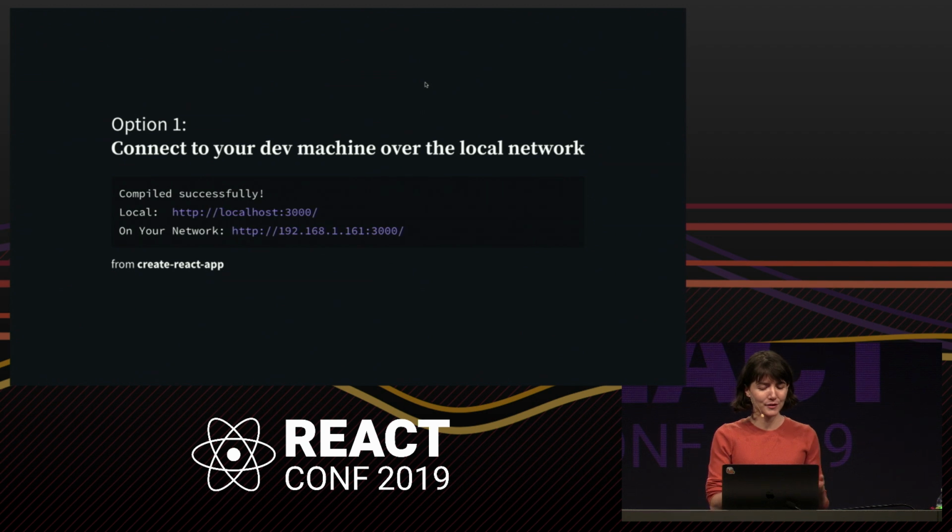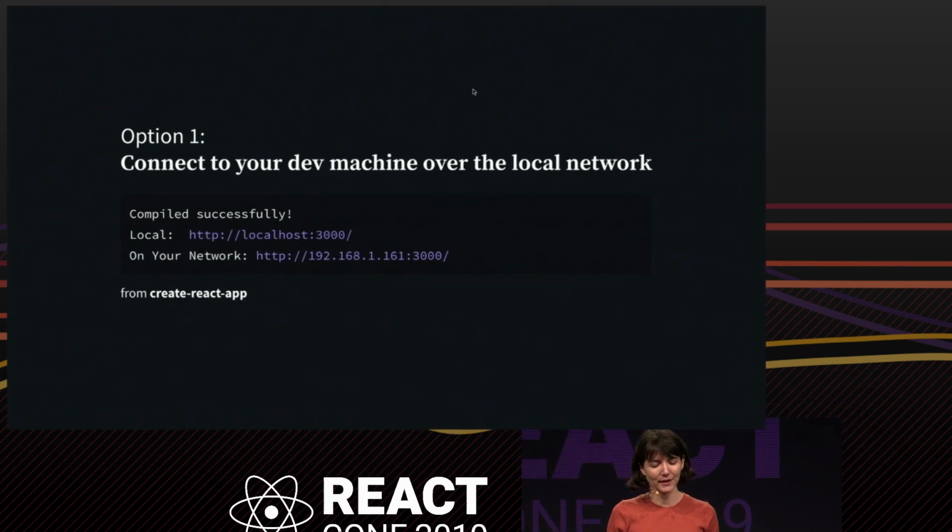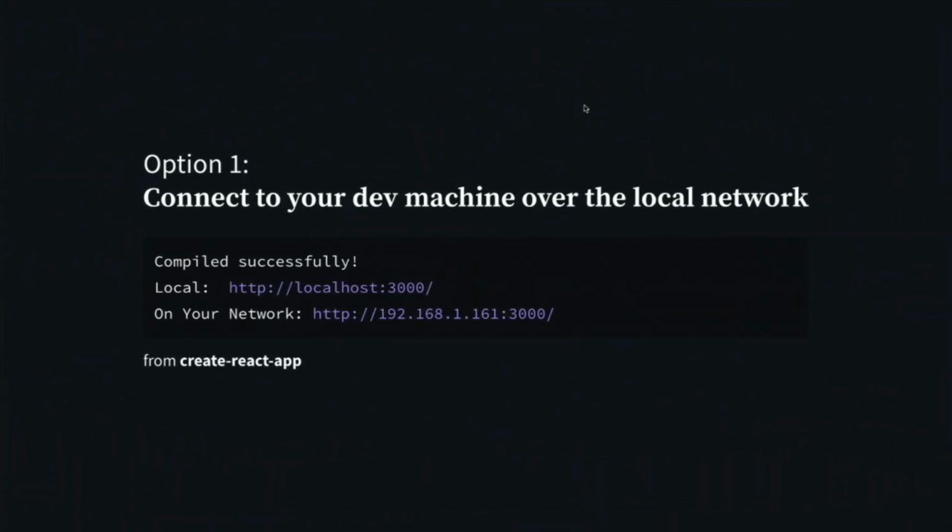Create React App has been showing me for the years I've been using it that you can just go to the local IP on your network, and you can see localhost there. I had totally ignored that this was even a possibility, but this is a really easy way to check that whatever you're building works on your phone.